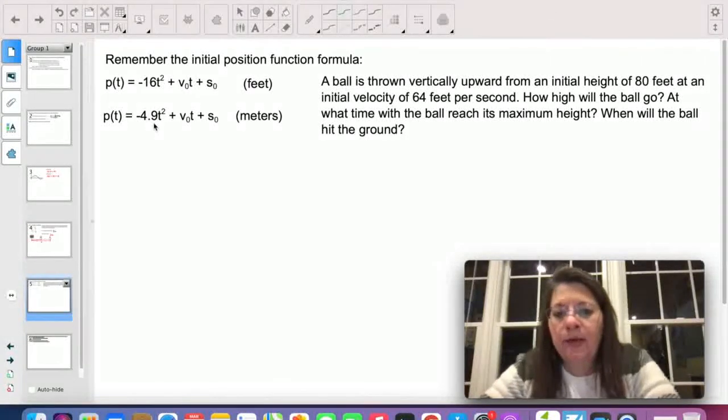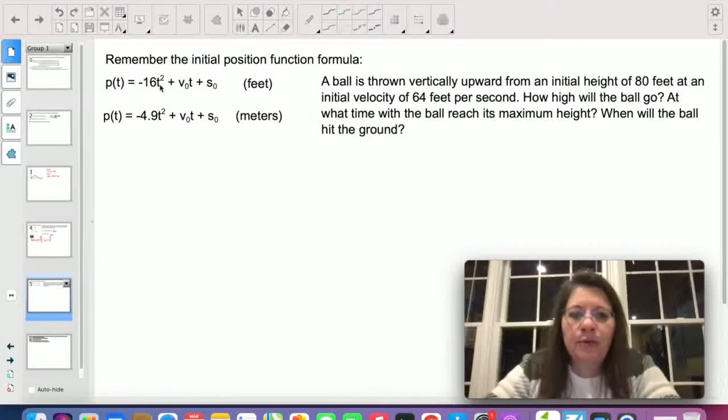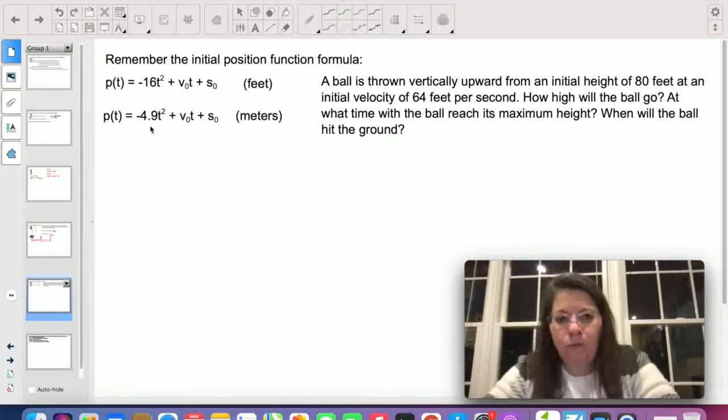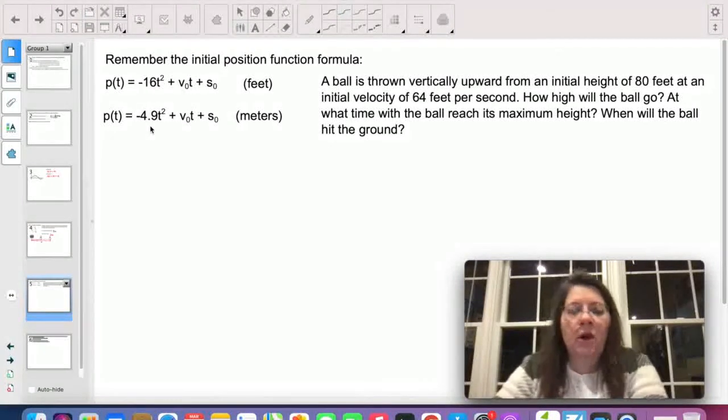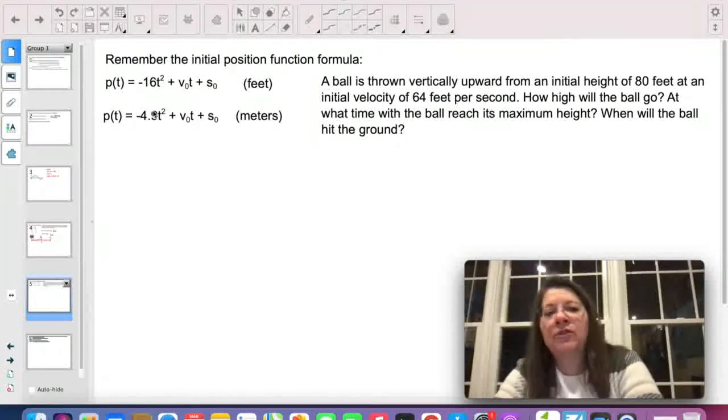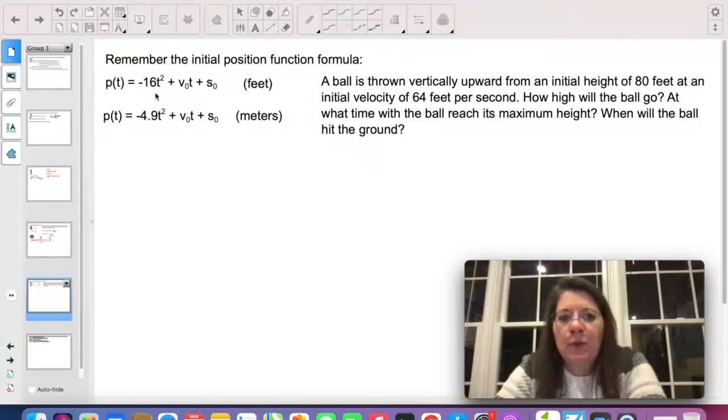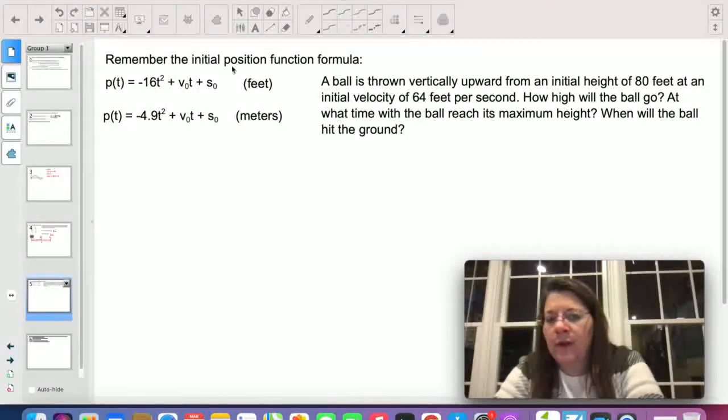and a -4.9 as a coefficient for meters. If this problem were taking place on the moon, then the numbers in front of your t squared would be different. Now, we don't need to get into all that. All the problems that we're going to talk about are going to be on Earth, but you need to understand that if they take you to another planet for some sort of a word problem, you would have to know what these new numbers are for that specific planet or the moon or wherever it is that you're going.